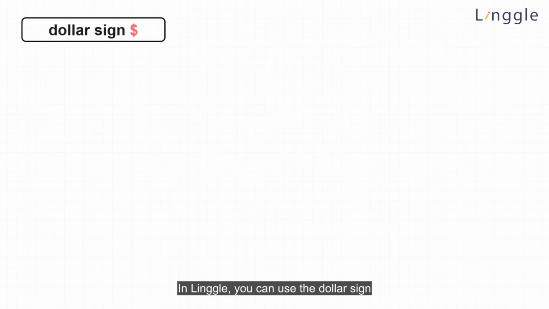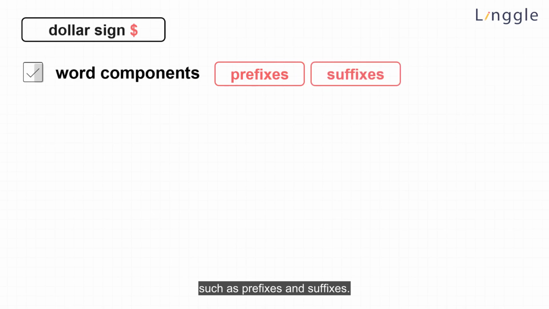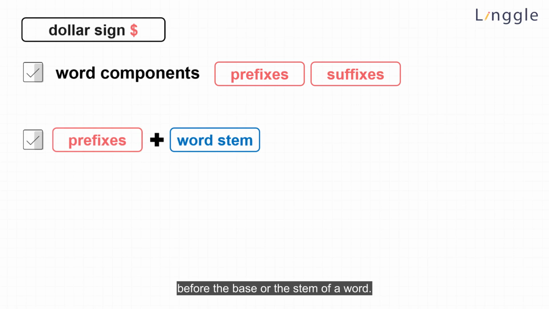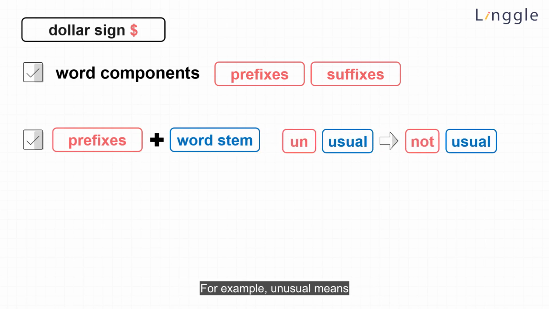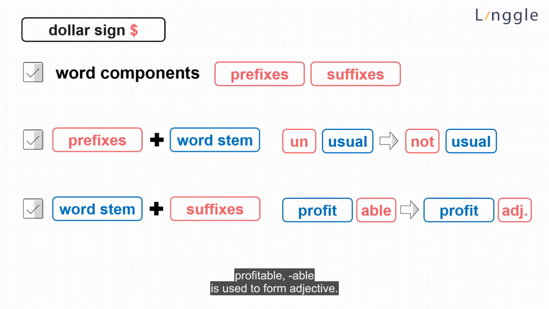In Linggle, you can use the $, to search for word components, such as prefixes and suffixes. In English, we add prefixes before the base or the stem of a word. For example, unusual means not usual. We also add suffixes after the base or the stem of a word. For example, profitable, able is used to form adjective.